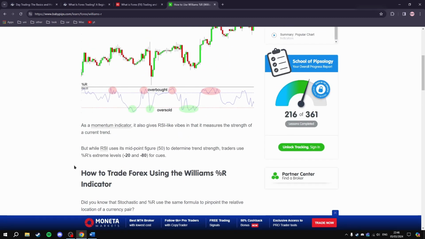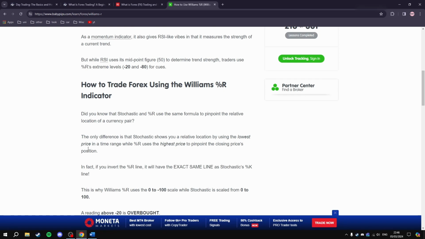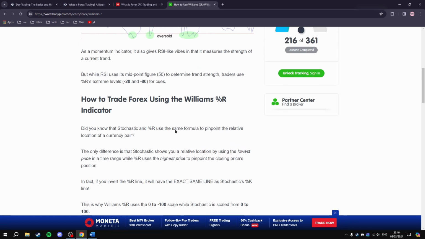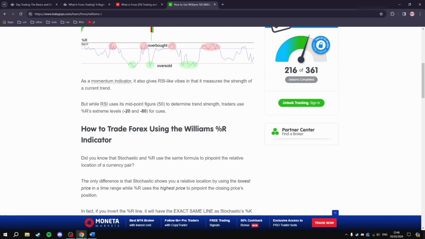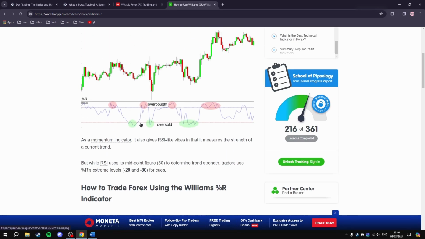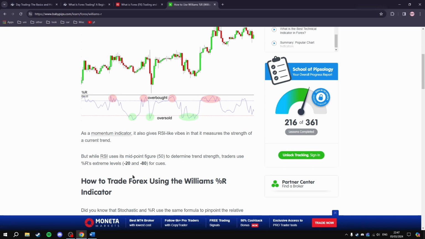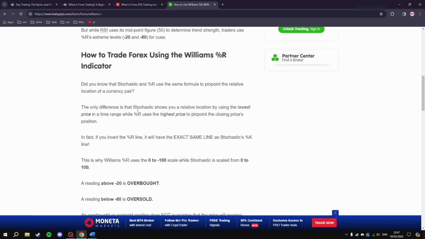How to trade Forex using the Williams percentage R indicator. Did you know that stochastic and percentage R use the same formula to pinpoint the relative location of a currency pair? The only difference is that stochastic shows you a relative location by using the lowest price in the time range, whilst percentage R uses the highest price to pinpoint the closing price's position.